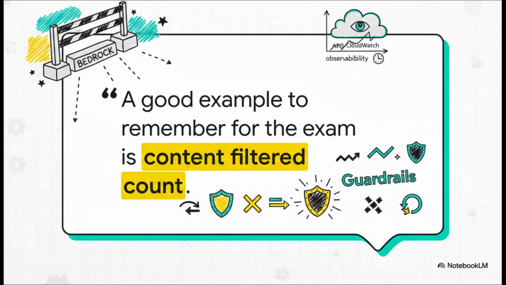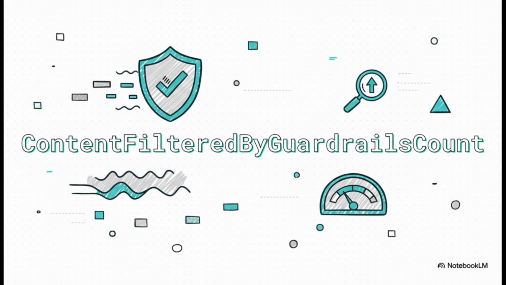Bedrock gives you a bunch of different metrics. But if there's one you need to remember for the exam, it's this one. It has to do with guardrails. Those safety rules you set up to stop your model from saying inappropriate or harmful things. And here it is, the specific name: content filtered by guardrails count. It's a mouthful, I know, but it does exactly what it says. It's just a simple counter that goes up by 1 every single time one of your guardrails kicks in and blocks some content. It's a direct pulse on how well your safety policies are working.